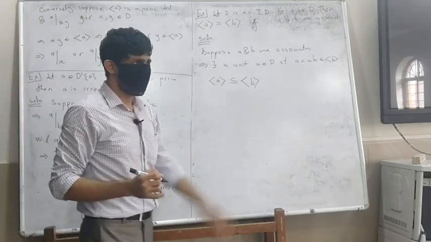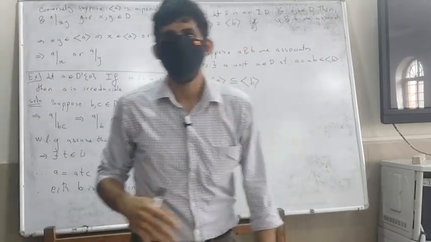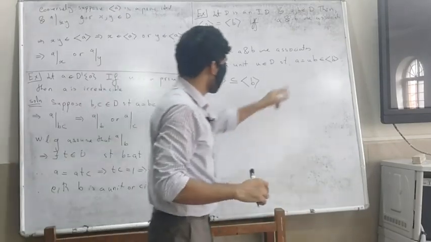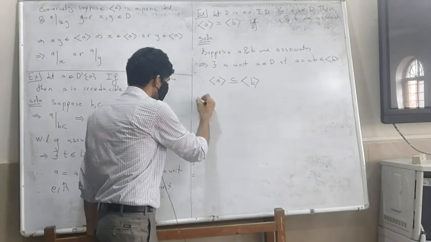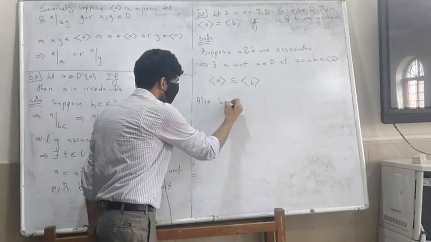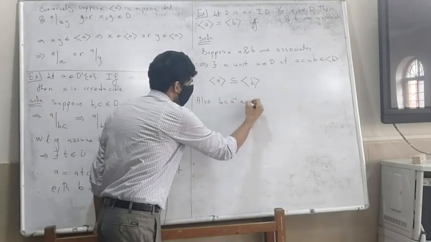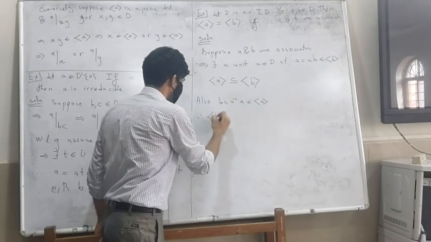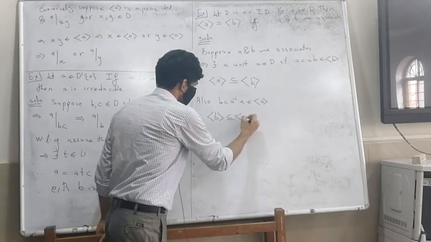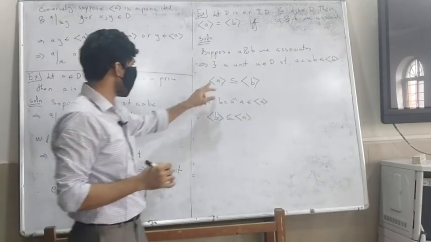What about the other side? Follows in exactly the same way, because B can be written as U inverse times A. So also B equals U inverse times A, which is again going to be in the ideal generated by A, and therefore the ideals are equal. Okay, I hope you understood this.